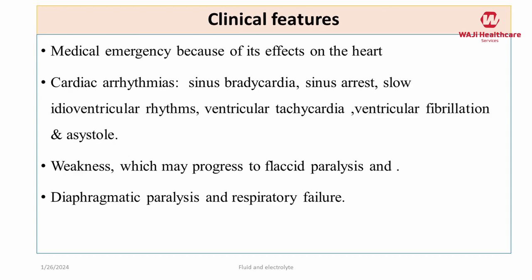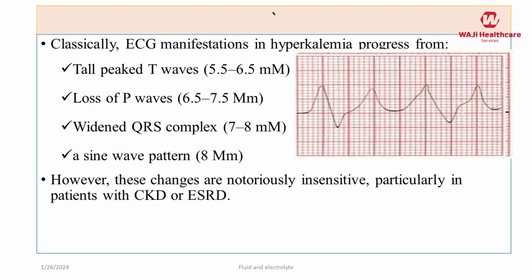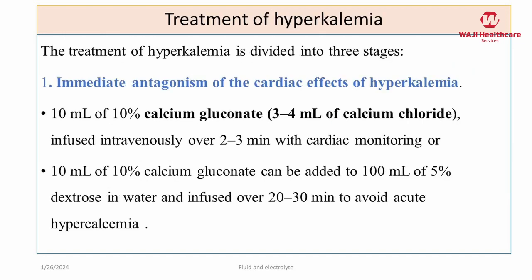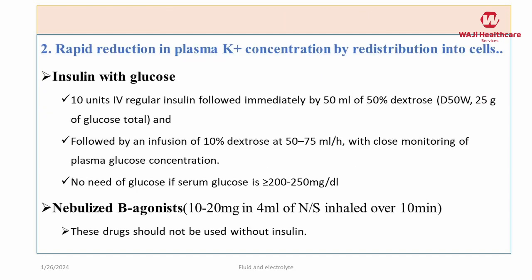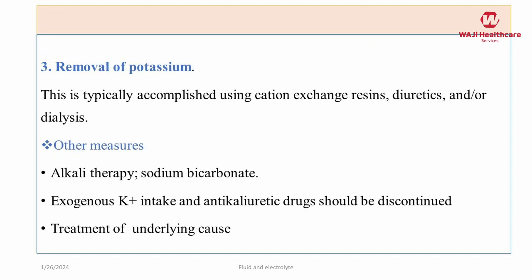Treatment of hyperkalemia is removing the potassium from the body. How do we remove it? By giving glucose with insulin. Insulin causes a shift: whenever you administer insulin, potassium shifts from the extracellular to the intracellular component. So insulin with glucose will help reduce it, and cardiac protection is needed. Calcium gluconate should be given, not to treat the hyperkalemia, but for cardiac stabilization.